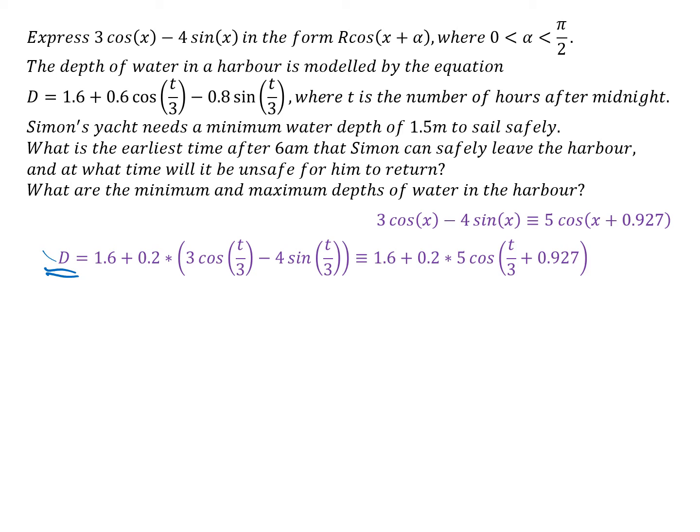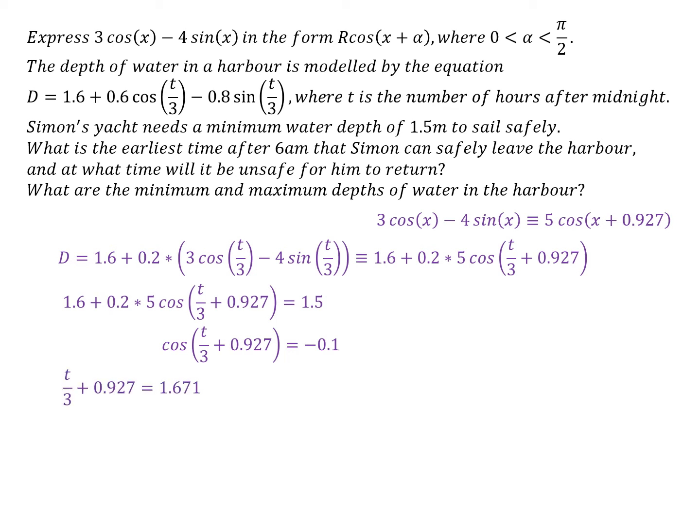So Simon's yacht needs a minimum water depth of 1.5. Let's see what happens when we make d equal to 1.5. So when we rearrange that by taking the 1.6 over to the other side, dividing by 0.2 times 5, which is 1, we get cos(t over 3 plus 0.927) is minus 0.1. So the calculator will tell us that t over 3 plus 0.927 is 1.671.